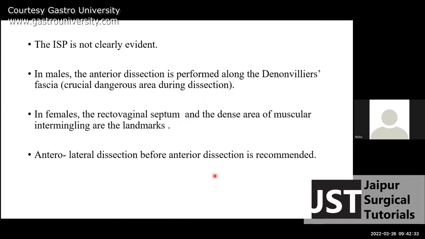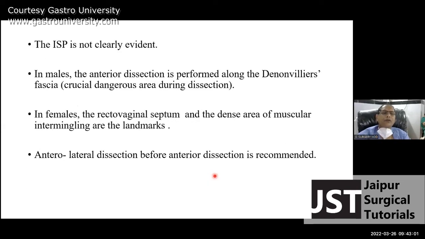So the intersphincteric plane is not very clearly evident, especially in the anterior part, where in males it is performed up to the Denonvilliers fascia, which can be a dangerous area because there's a higher chance of injuring the membranous urethra. While in females, it is at the dense area of a few intermingling fibers. It is always advised to do the anterolateral dissection before going into the anterior dissection.